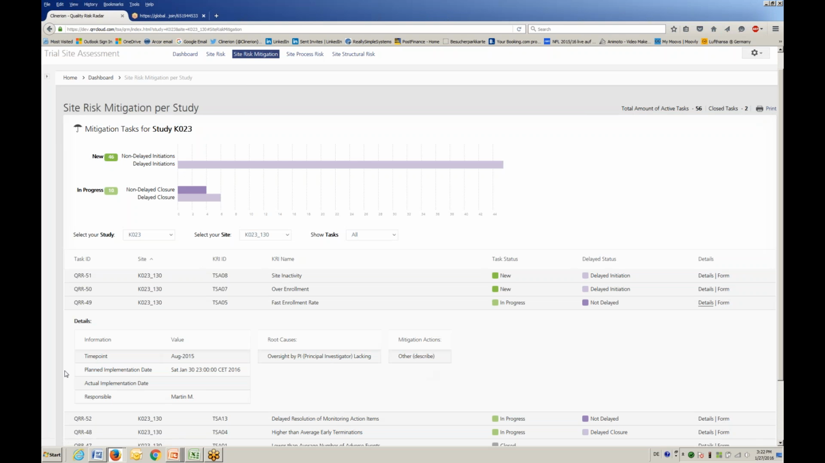So clicking on this details field, you can see, for example, when the risk assessment was done, what's the planned implementation date, who's responsible for it, as well as important details like what was the root cause of this particular risk, and in this case it was oversight by the PI was lacking, and then it gives you information about what sort of risk mitigations were put into place.